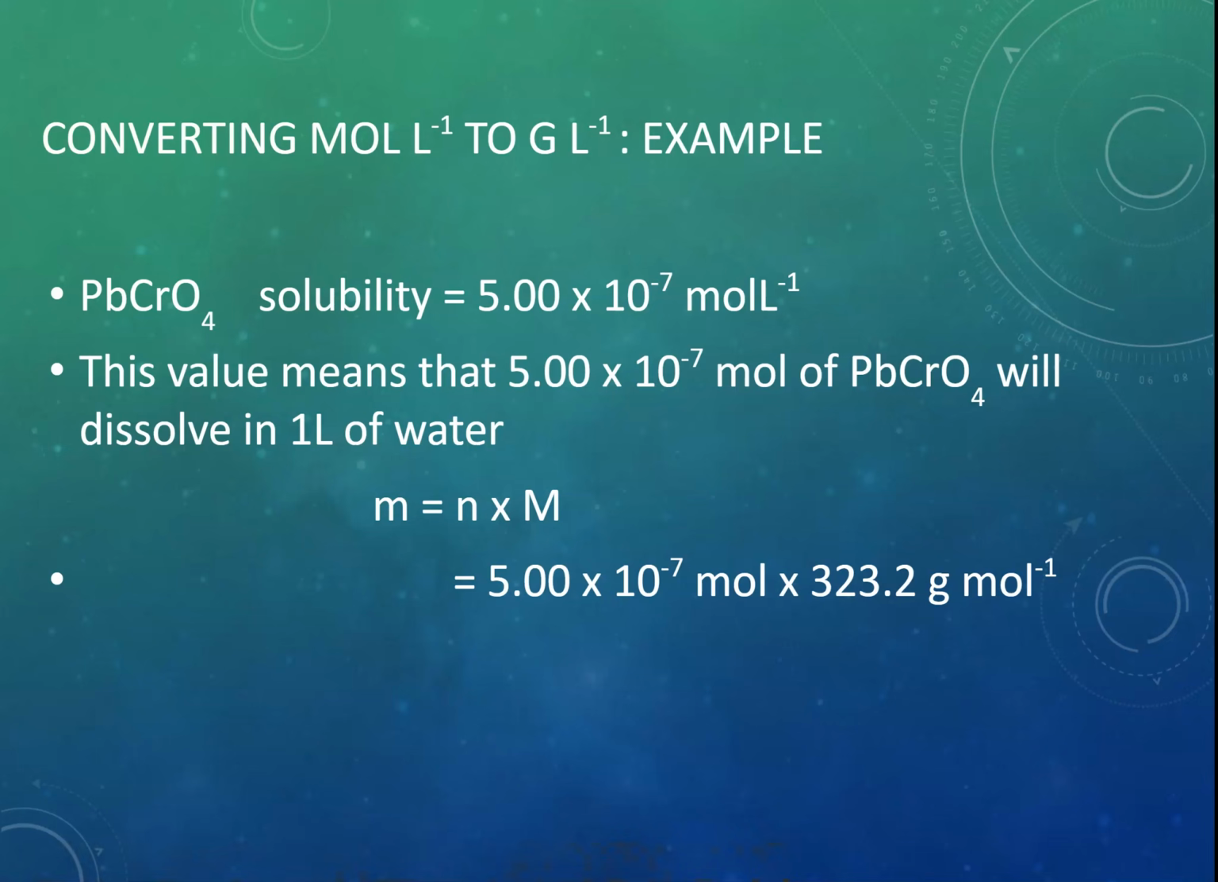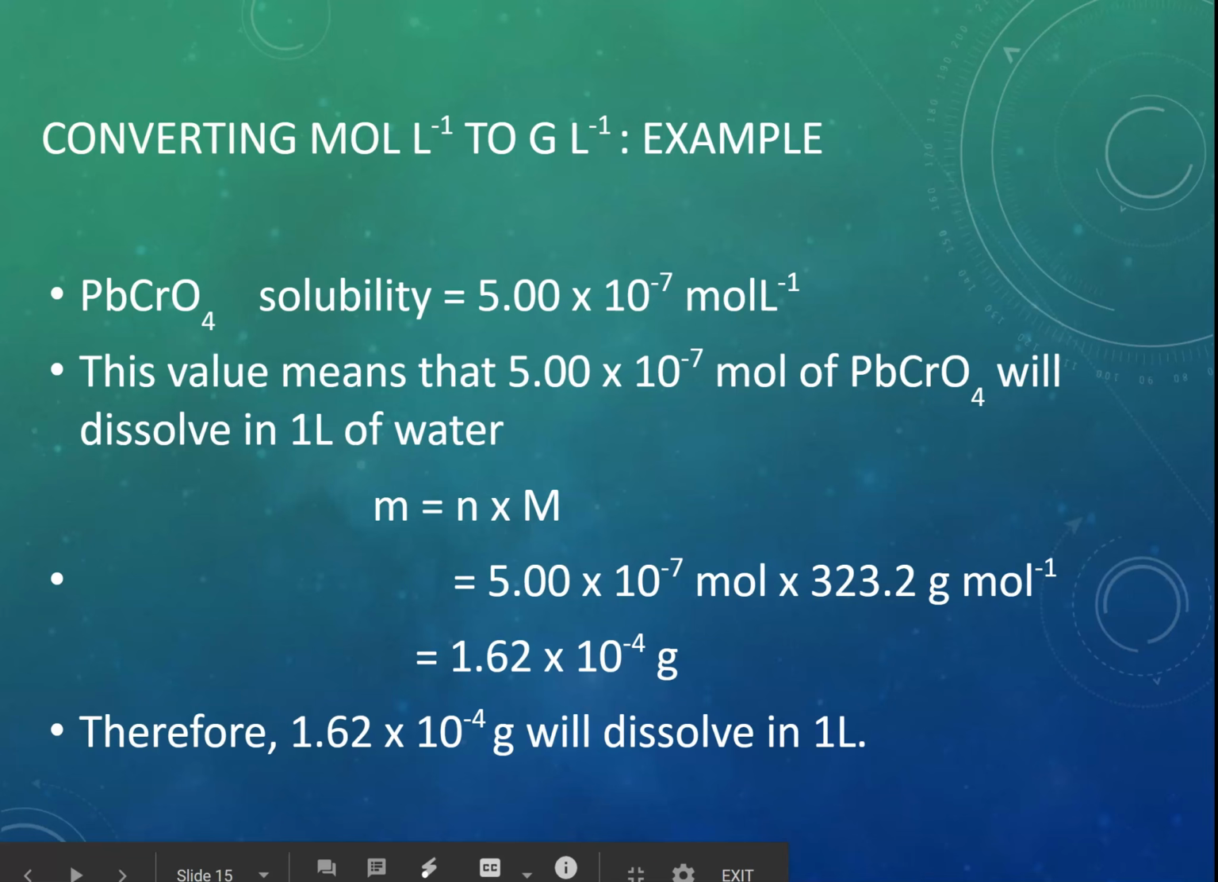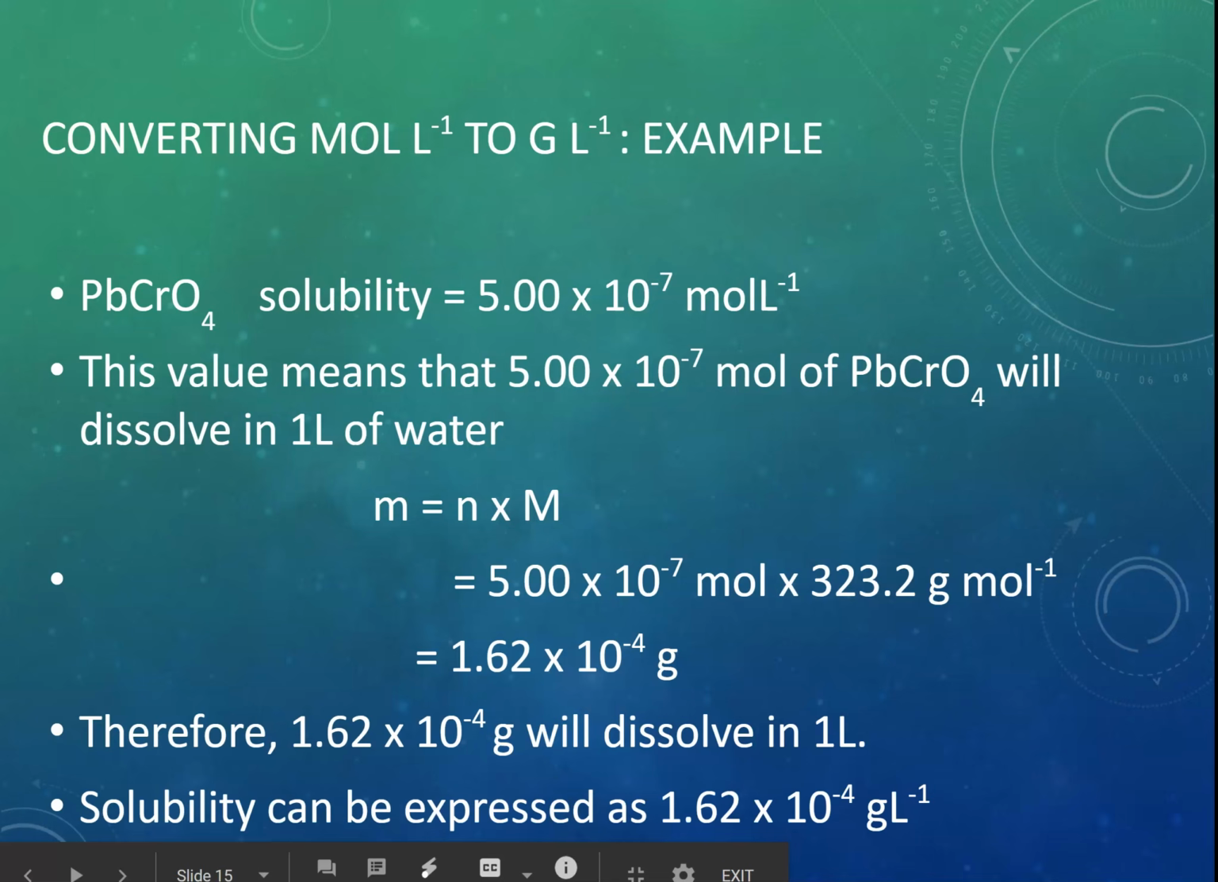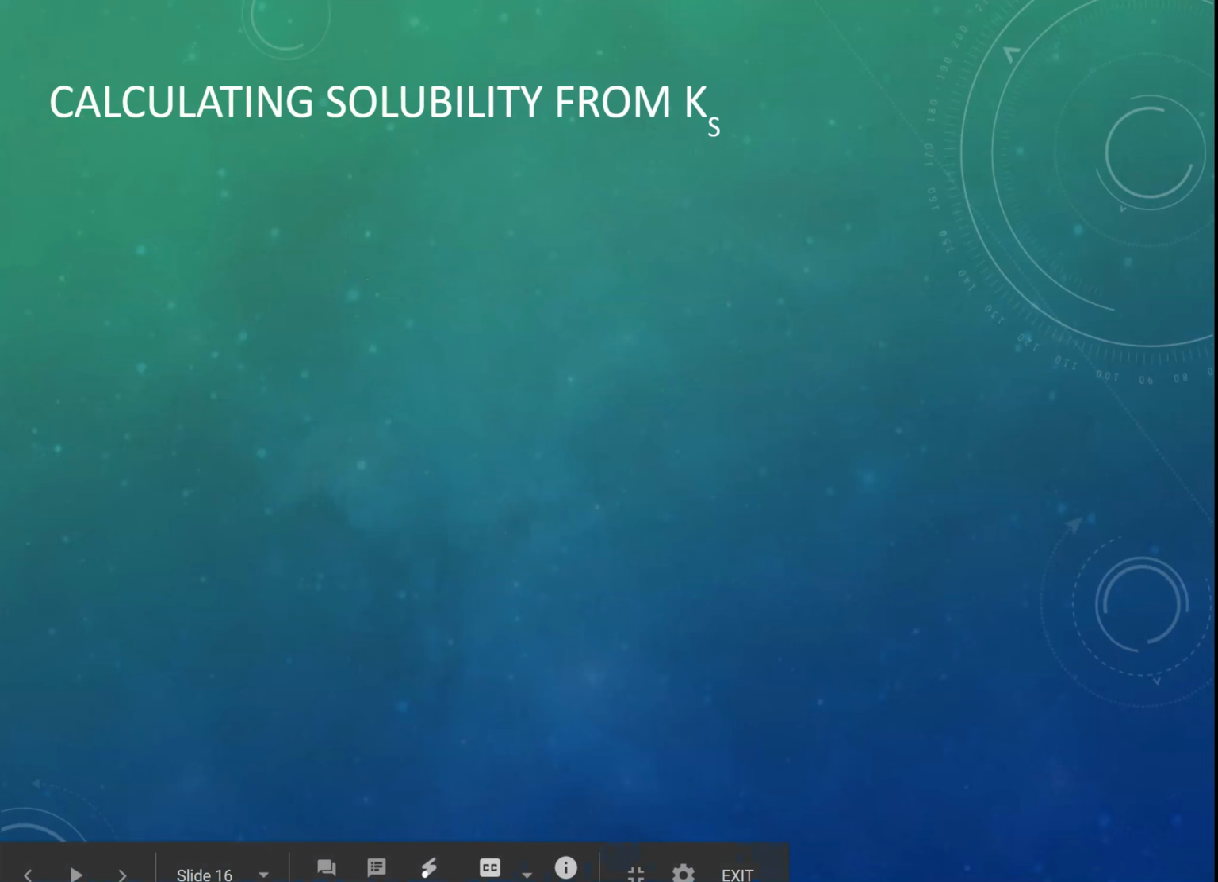then 5 times 10 to the minus 7 moles multiplied by the molar mass is the equivalent of 1.62 times 10 to the minus 4 grams. So we can say that the solubility in grams per litre is 1.62 times 10 to the minus 4 grams in 1 litre, which is the same thing as 5 times 10 to the minus 7 moles per litre. All we're doing is converting from one unit to the other and back again. So it's just useful to be able to recognise those different numbers. They do come up from time to time.